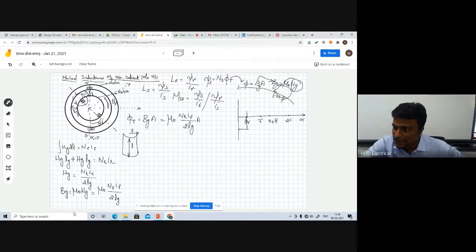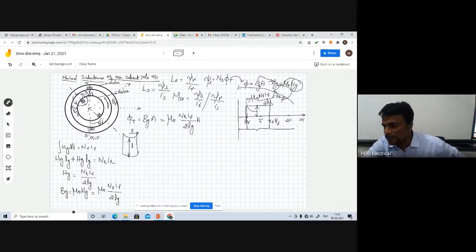Then the rotor flux density will be positive. Till this pi plus theta, the magnetic flux density will be positive. Then it will come down and go negative. So this magnitude is nothing but the magnetic flux density, mu naught Nr Ir divided by 2Lg. So we are interested only in this region.